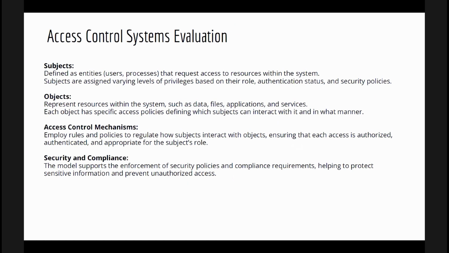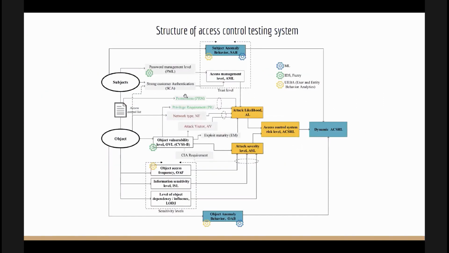Access control system evaluation. We propose to evaluate the subject based on the complexity of the password and authentication, which collectively provide the access management level. Next, we describe the object in terms of how frequently it is needed, the sensitivity of the information, and the level of object influence or dependency in this group.